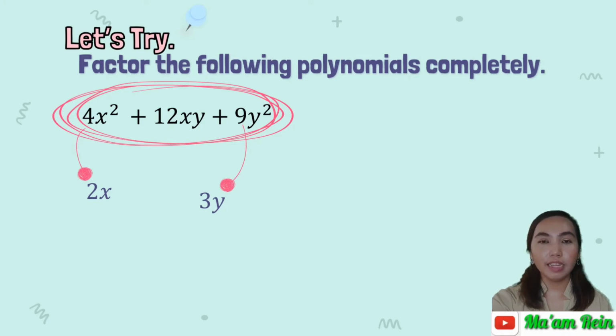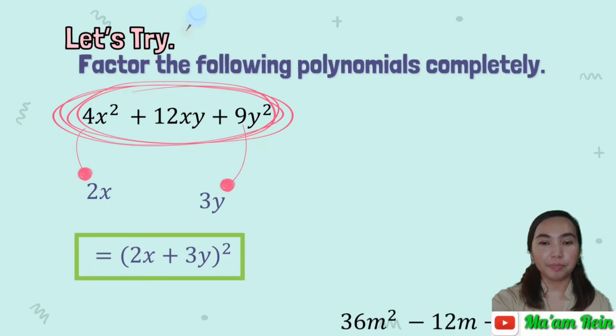So, gagawin lang natin, ilalagay natin siya sa parenthesis. So, magiging 2x plus 3y squared. Yung plus, it will determine the sign of the square of a binomial. So, kung ano yung sign ng middle term ng perfect square trinomial, yun din yung sign ng square of a binomial.